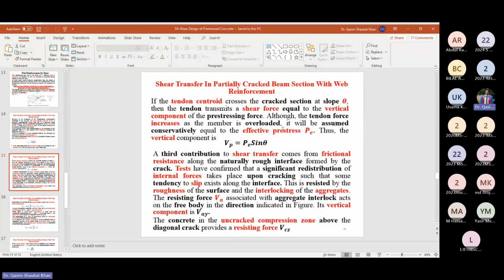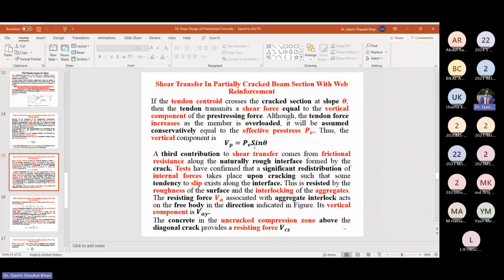So although the tendon force increases as the member is overloaded, it will be assumed conservatively equal to the effective pre-stress. Thus, the vertical component VP is equal to effective pre-stress times sine theta. Agree?